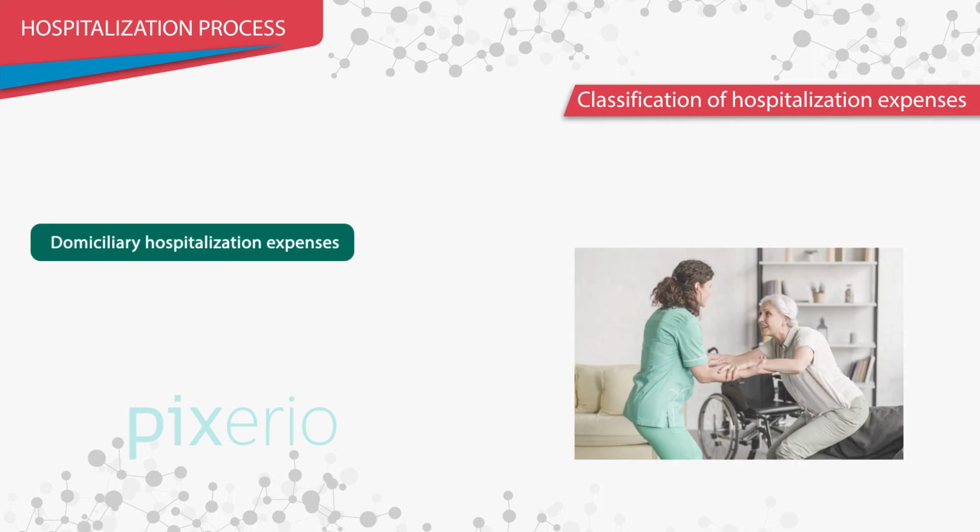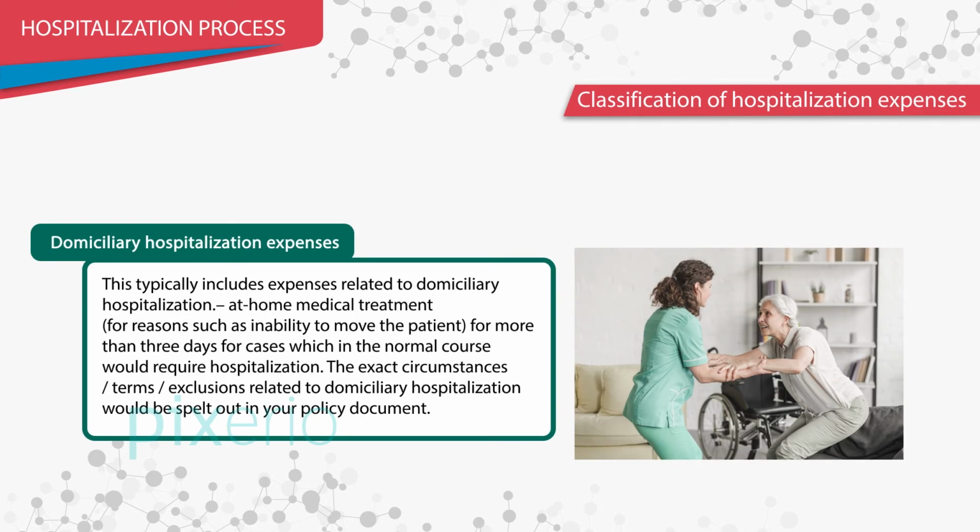Domiciliary hospitalization expenses: this typically includes expenses related to domiciliary hospitalization, at-home medical treatment, for reasons such as inability to move the patient, for more than 3 days for cases which in the normal course would require hospitalization. The exact circumstances, terms and exclusions related to domiciliary hospitalization would be spelled out in your policy document.